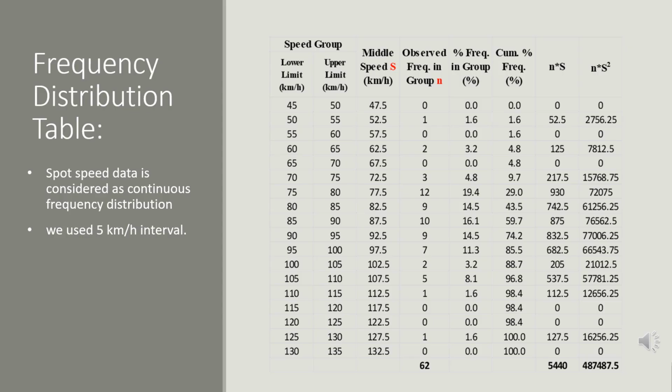Data is considered as a continuous frequency distribution, so we divided the speeds into groups as shown in the table here. We chose an interval of 5 kilometers per hour for each group. Then we recorded how many vehicles were observed in each group. We found the percentage of the observed frequency by dividing the observed frequency by the total number of samples, which is 62. Then we found the cumulative percentage frequency.